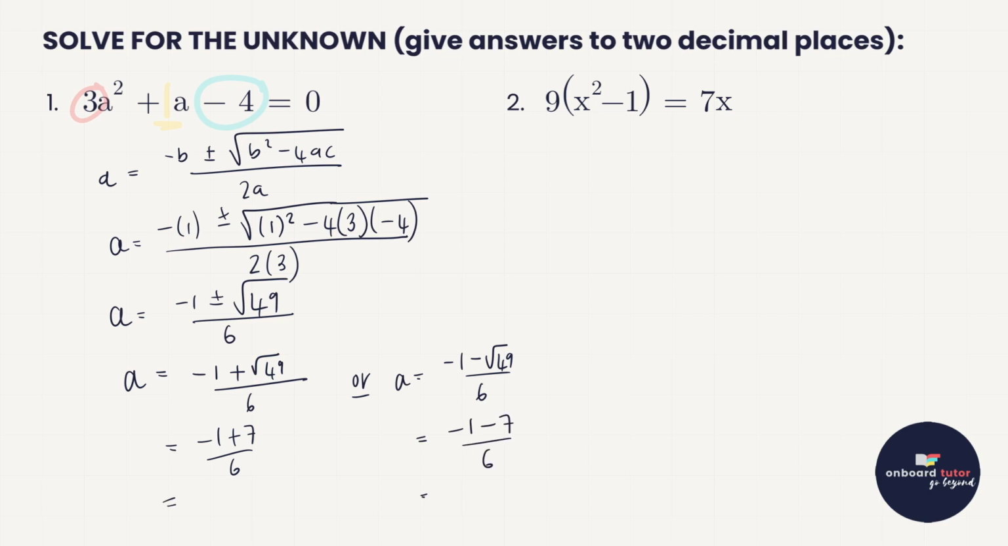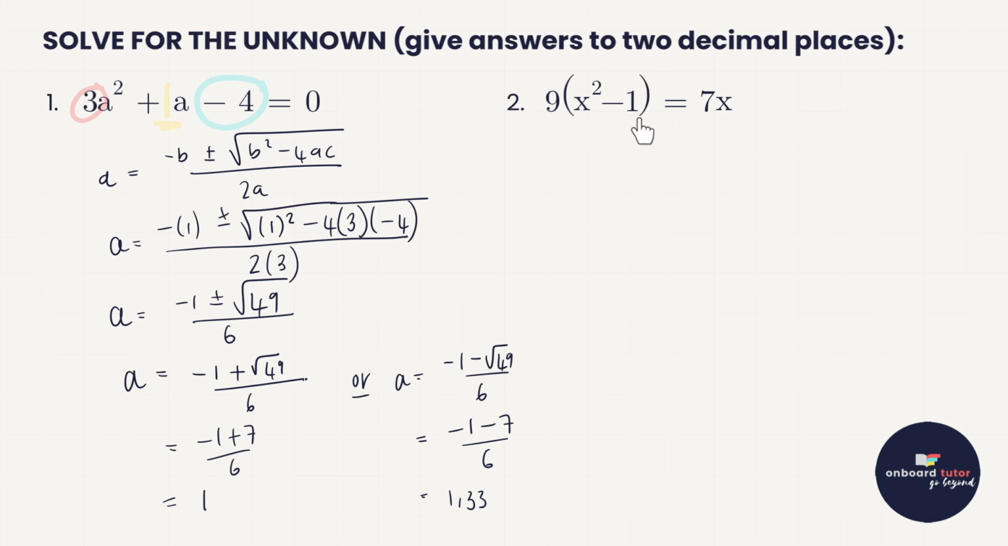Okay, and they want 2 decimal places. So I'm going to work it out, and minus 1 plus 7 over 6 is equal to 1. Or in this case here, I've got decimals. Minus 1 minus 7 divided by 6 gives me minus 1,33. Okay, so that was our first example. Let's have a look at example 2.